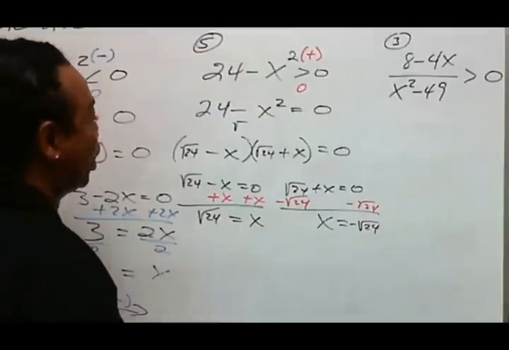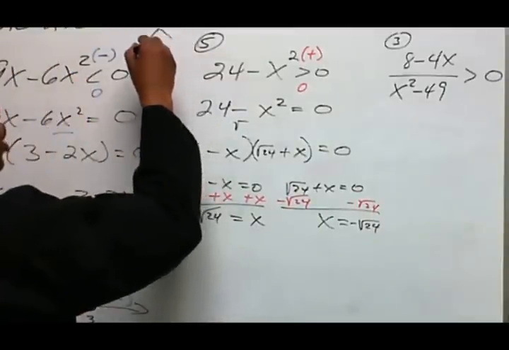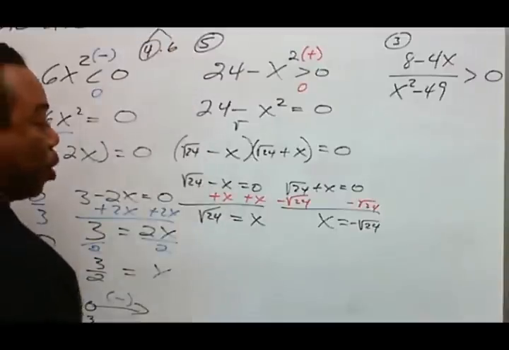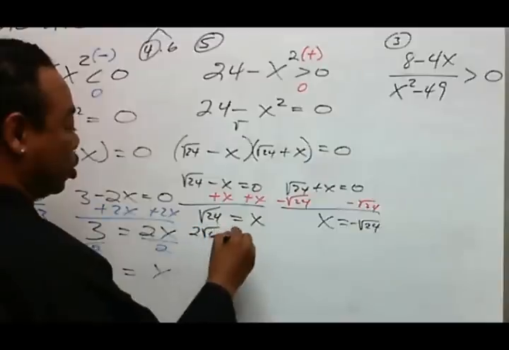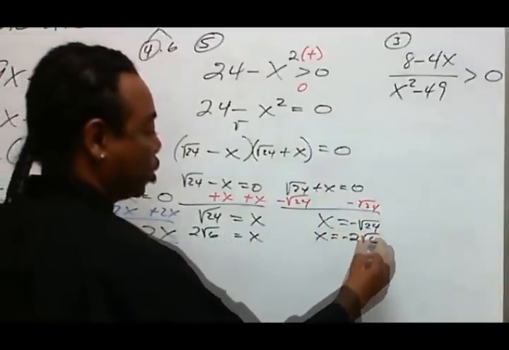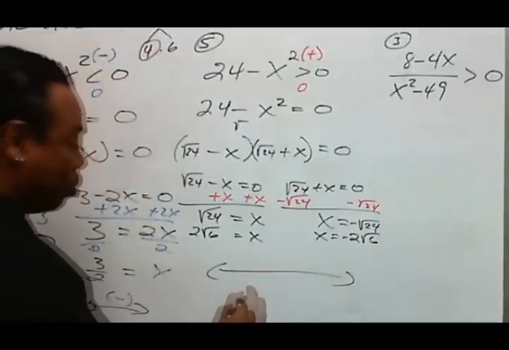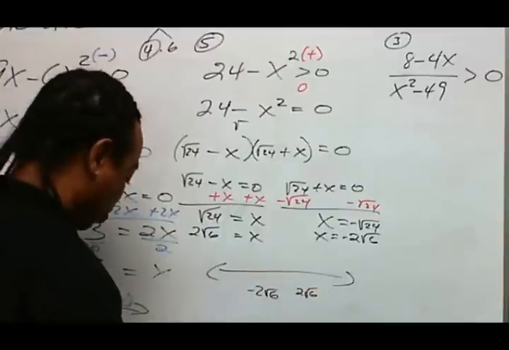Now, 24 does have a perfect square in it. 24 can be factored into a 4 times 6. So the 4 is a perfect square. So we can bring that out as 2 rad 6 and negative 2 rad 6. All right, let's put those on the number line. The negative 2 rad 6 here and the positive 2 rad 6 there.